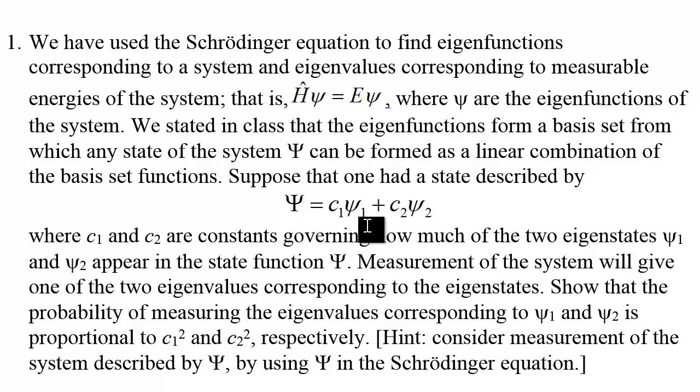Well, remember in class we talked about eigenfunctions being a basis set. So let's take that idea and talk about basis sets. In the particular case we talked about, there are two eigenstates here, psi 1 and psi 2, and let's say they form an orthonormal basis set. These are the only two values that you could measure.